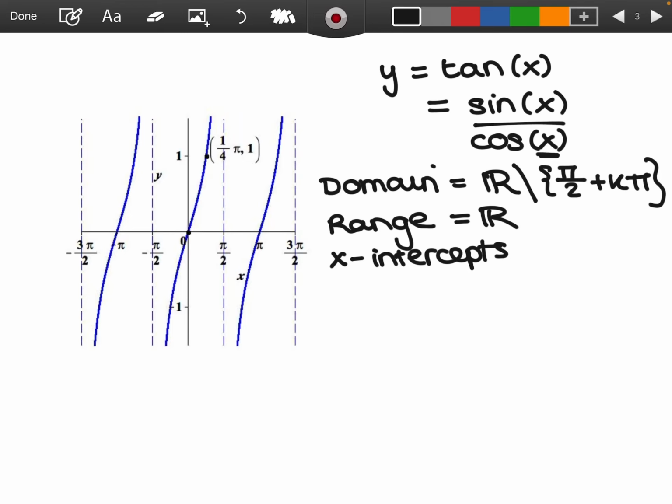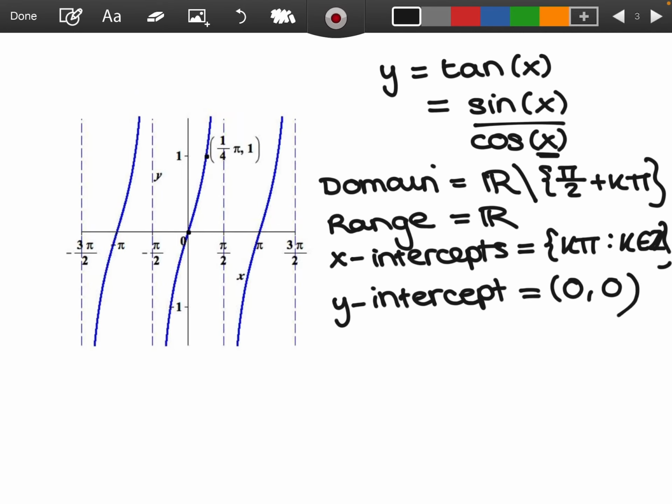Then I need to look at the x-intercepts. Where do we cross the x-axis here? Well, we're crossing the x-axis at multiples of pi. So our x-intercepts are going to be all integer multiples of pi. The y-intercept, well, that's just the origin, as we can see here. Tan of 0 is 0, so our y-intercept is (0, 0).